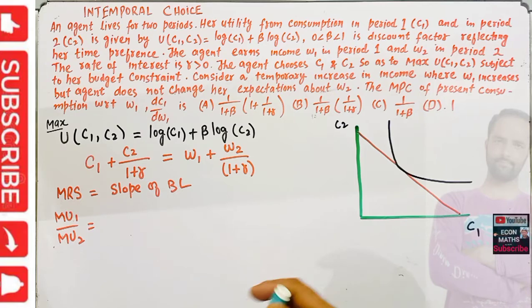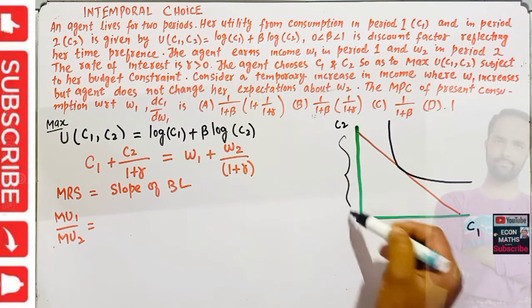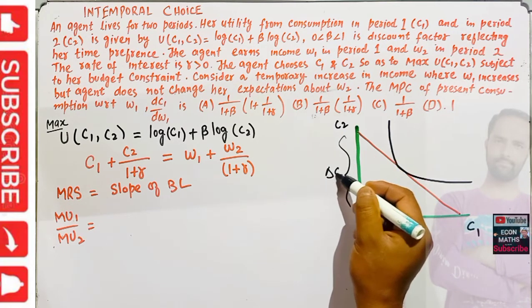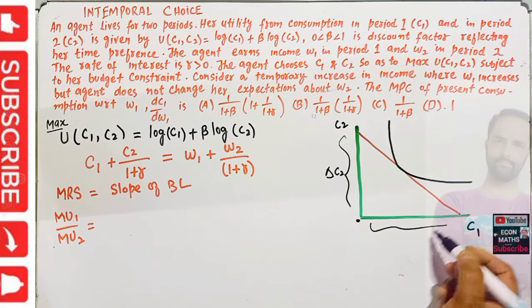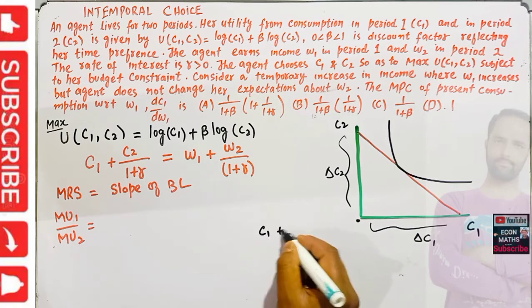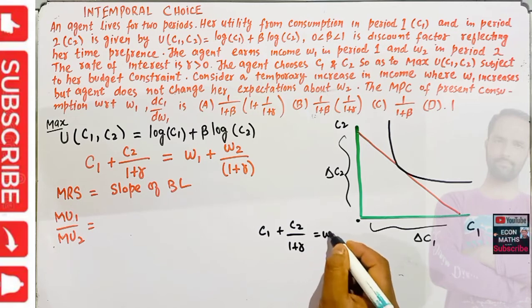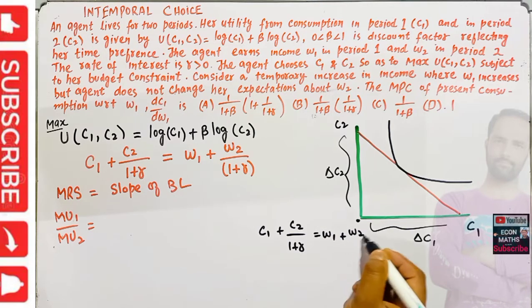Now what is the slope of the budget line? To find the slope of the budget line, we need to find the change in C2 upon the change in C1. If this is our budget line, that is C1 plus C2 upon 1 plus R is equal to W1 plus W2 divided by 1 plus R.